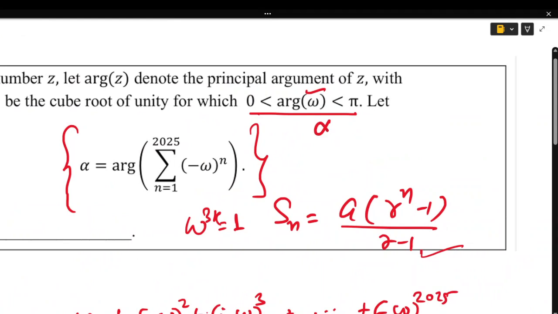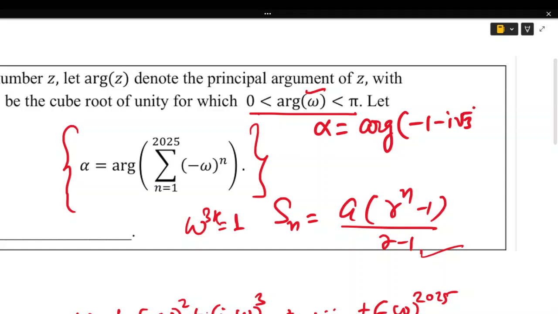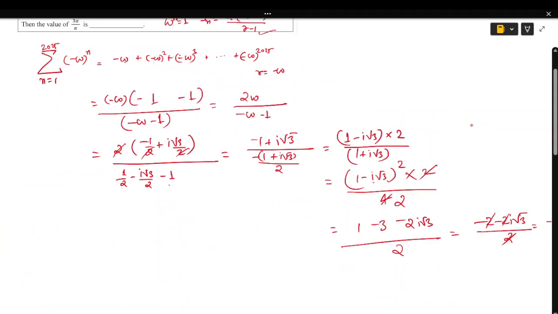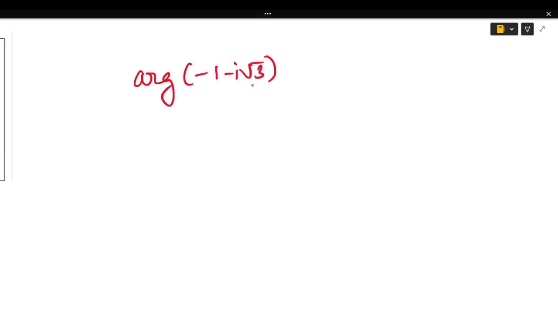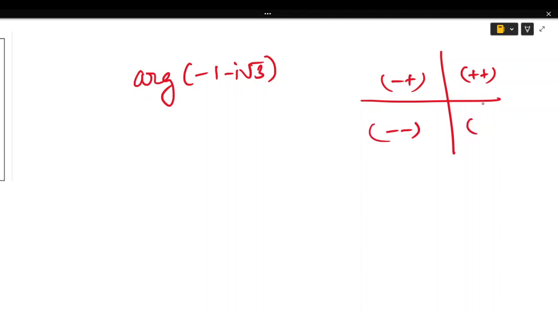So alpha is nothing but the argument of minus 1 minus iota root 3. This is the expression which we are getting. So how to find the argument? According to the Argand plane, here we have plus plus, here we have minus plus, here we have minus minus, and here we have plus minus. So minus minus means it lies in the third quadrant, and the argument works like this.